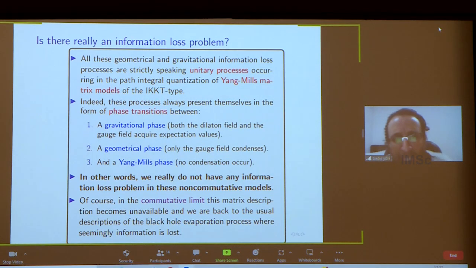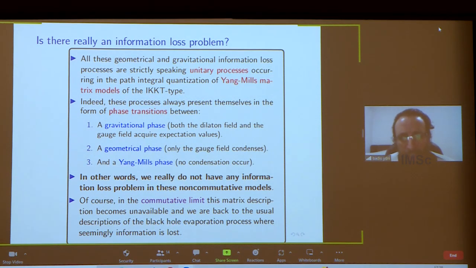All these geometrical and gravitational information loss processes are, strictly speaking, unitary processes. They are all occurring in the path integral quantization of Yang-Mills matrix models of the IKKT type. So they are unitary processes.